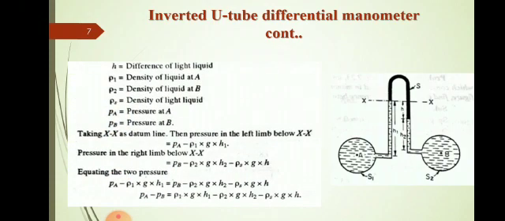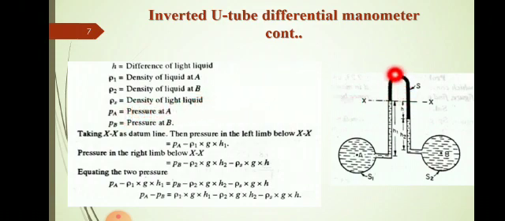And now there are some descriptions. H is the difference of light liquid. See, H is also marked here. It is the difference between the mercury level in the two limbs. Then rho 1 is the density of the liquid at A. Here it is marked as the specific gravity, and here it is given as the density. Rho 1 is the density of the liquid at A, rho 2 is the density of the liquid at B, and rho S is the density of the light liquid.